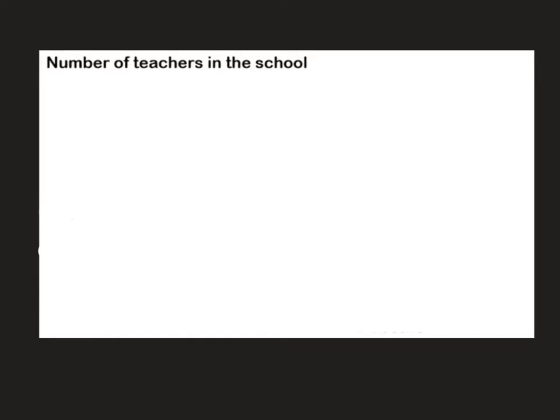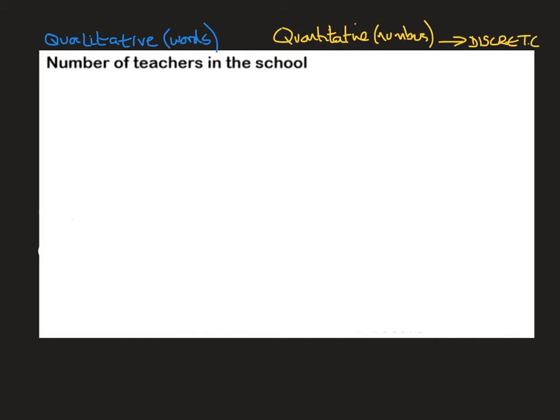For each one of these, I would like you to think, you don't have to write this down, is it qualitative? So would we get the data in words? Or is it quantitative, so it's given as numbers? And if it's quantitative, is it discrete, so they can only take specific values? Or is it continuous, so it would be somewhere along a large, almost infinite range? So, number of teachers in the school. Have a think about what it is. Each time, pause it, have a think, and then restart it.